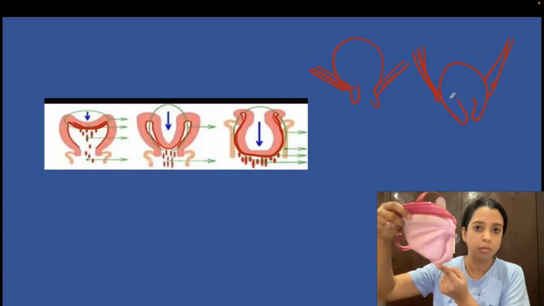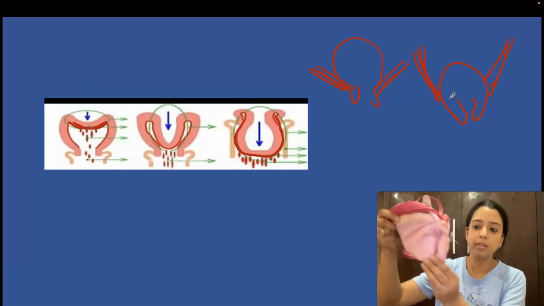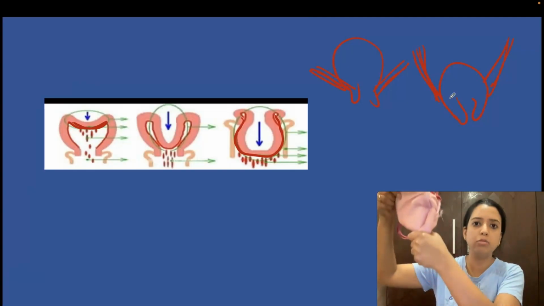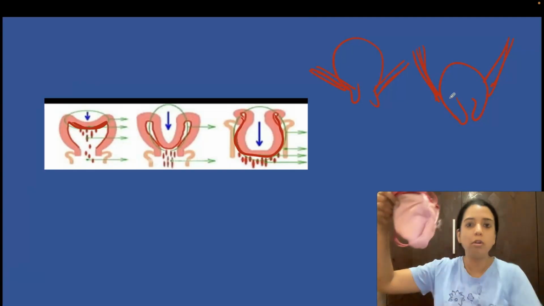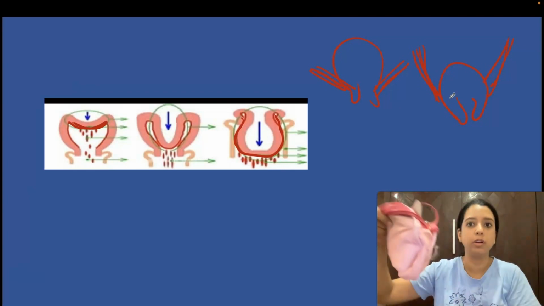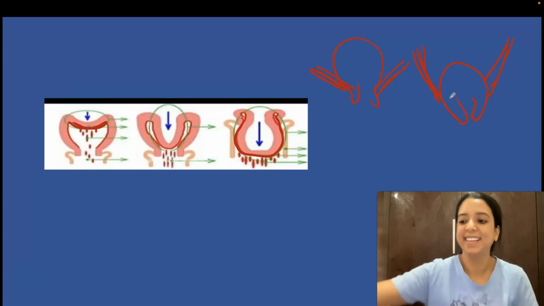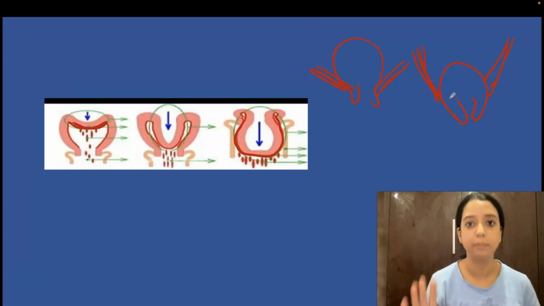This is uterine inversion. This is not prolapse. This inside surface has come out. Why? Because something was attached here and you were pulling it so harshly that it has brought the inside surface out. This is called uterine inversion. Let me correct it now. Okay, so never confuse it with the prolapse.